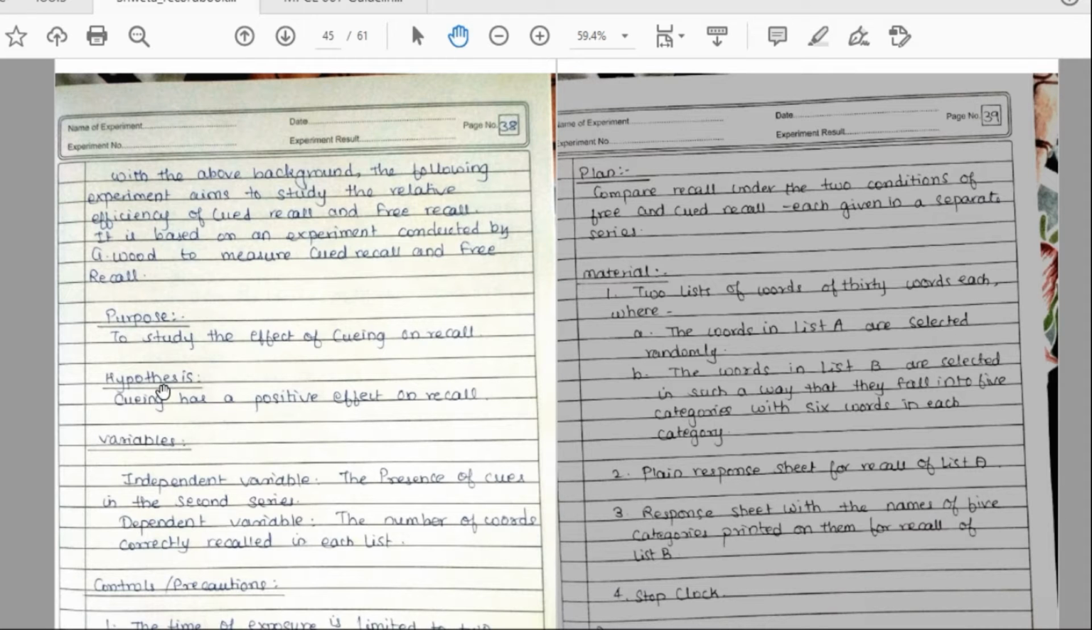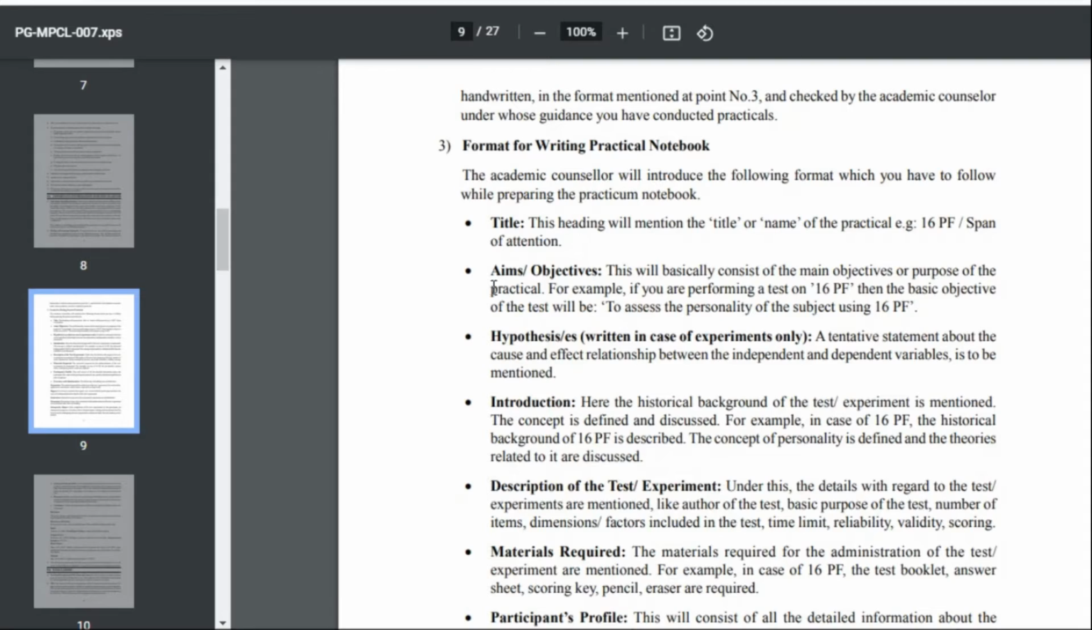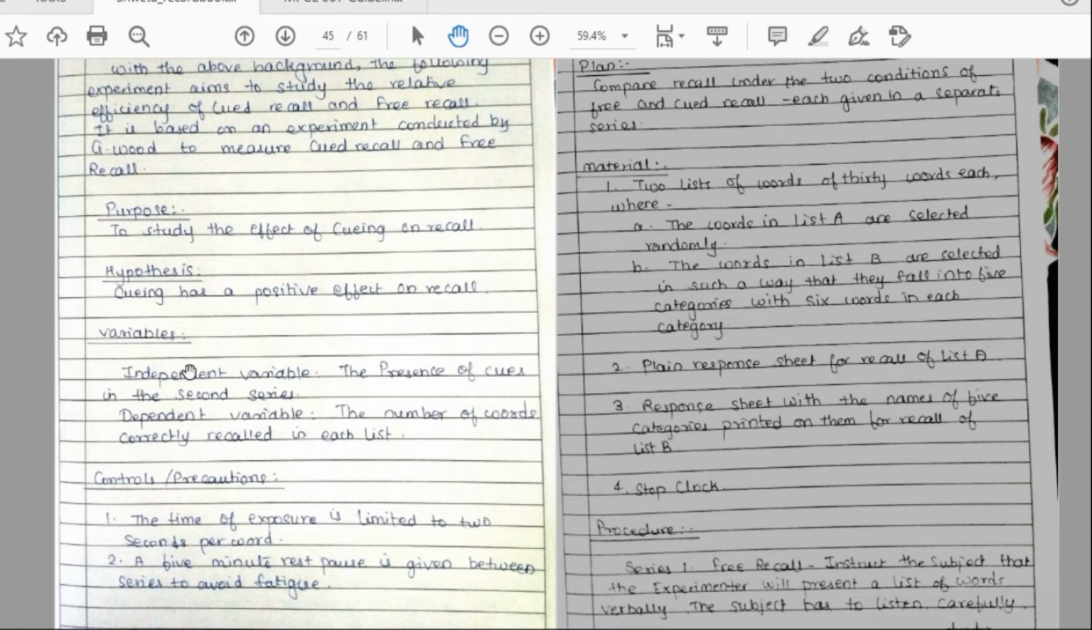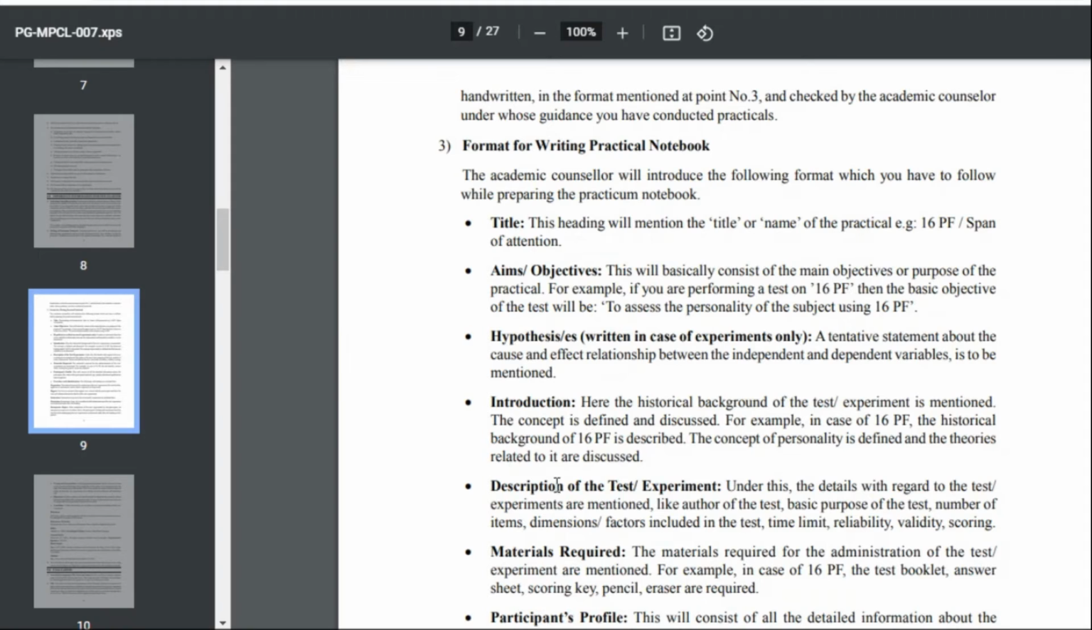The study center will share a particular format with you that you may need to follow, or they may ask you to directly follow the one given in the handbook. Then here the title comes first, then comes the aims, hypothesis, and later the introduction. After this comes your description. Here it is all different according to the study center format. So whatever is the format, just follow it and write it down.